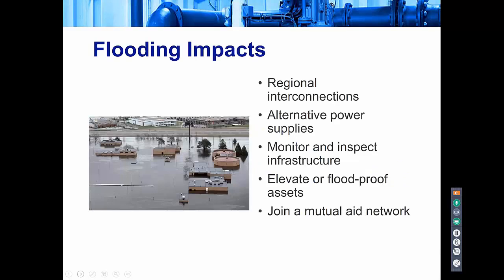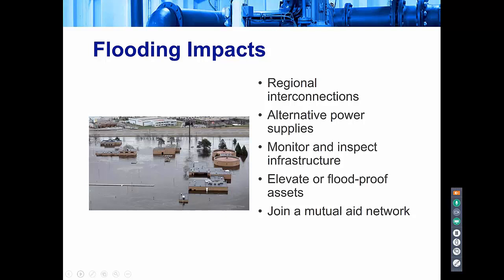Well, when we're talking about flooding impacts, establishing regional interconnections can be very, very valuable, especially in the event of infrastructure damage or service interruption. So who's your neighbor and how can you plug into what they're doing to make sure that if a massive flood occurs, your population isn't totally vulnerable and they have a plan and alternative.